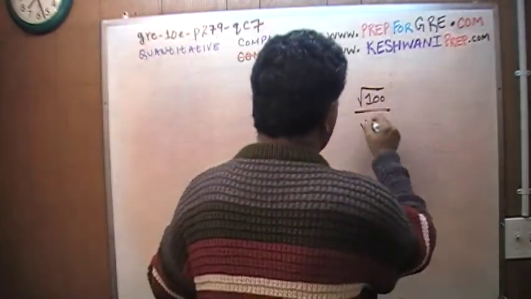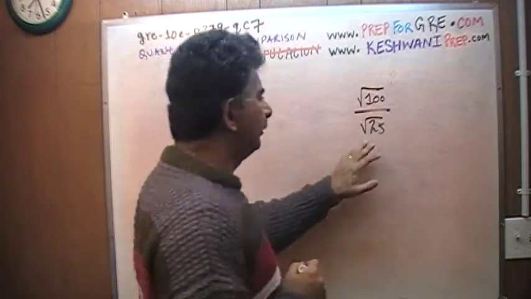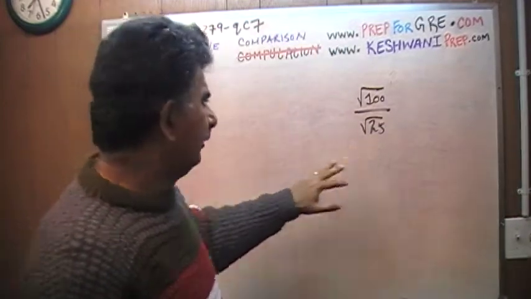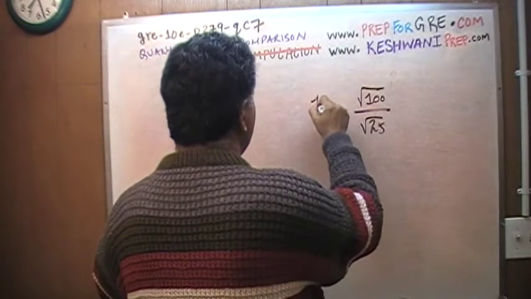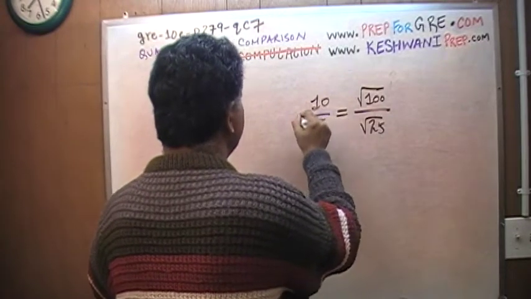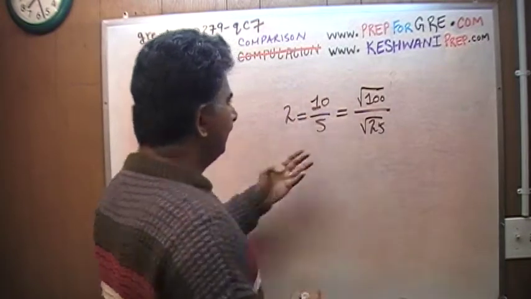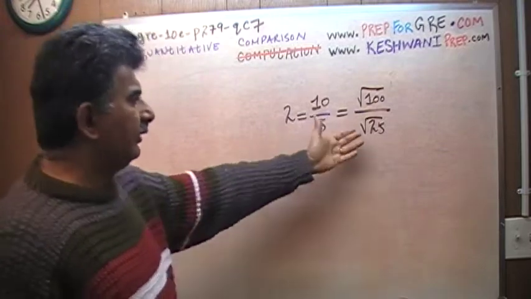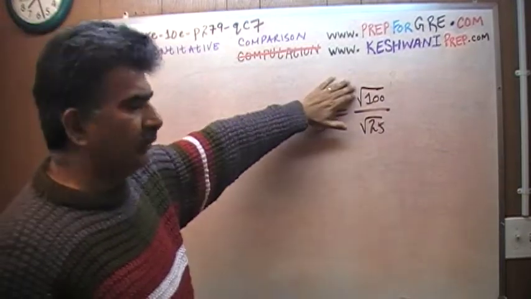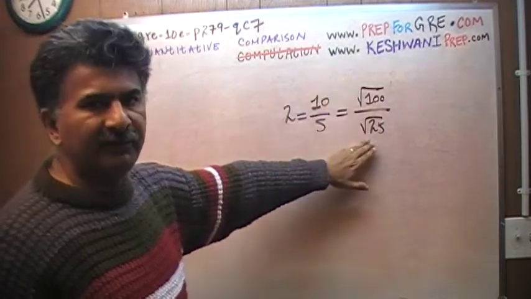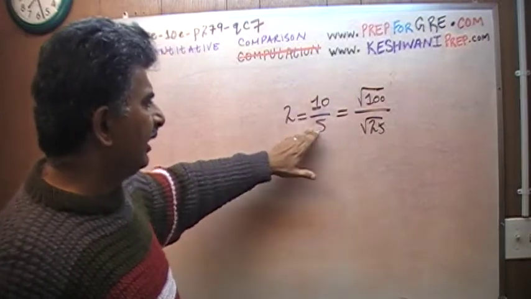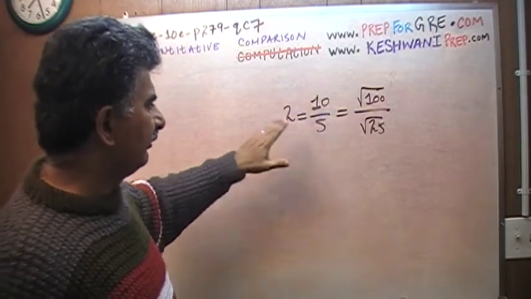And how much is the square root of 25? The square root of 25 is 5. Right? So this basically boils down to 10 over 5, which is, of course, 2. This is one way you can figure this out, which is to figure out the top by itself and the bottom by itself, and then realize the top is 10, the bottom is 5, and therefore it equals 10 over 5, which is 2.